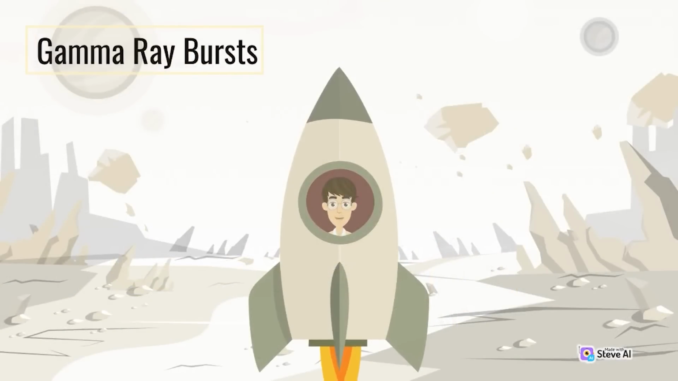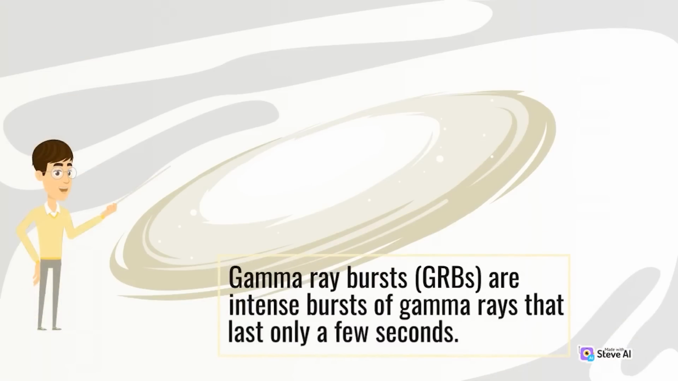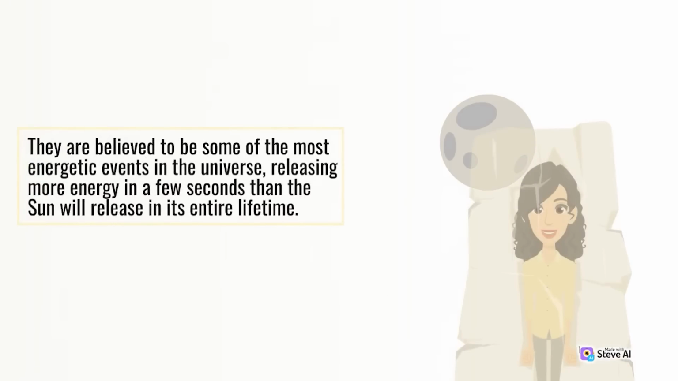Gamma-ray bursts. Gamma-ray bursts, GRBs, are intense bursts of gamma rays that last only a few seconds. They are believed to be some of the most energetic events in the universe, releasing more energy in a few seconds than the Sun will release in its entire lifetime.